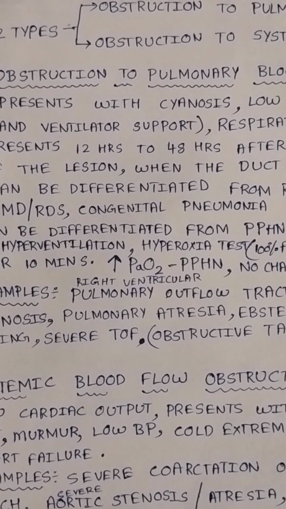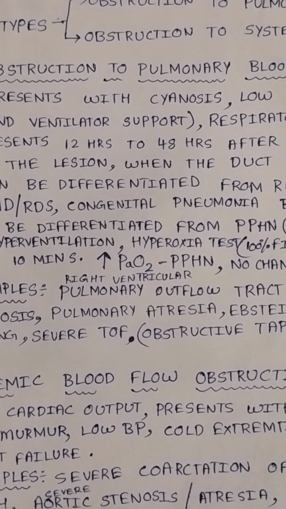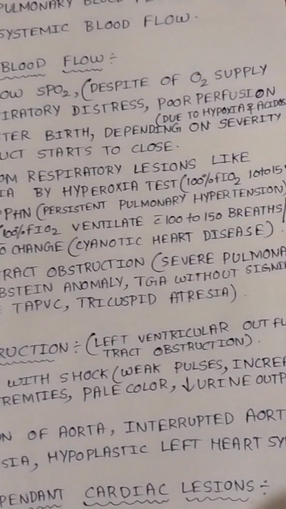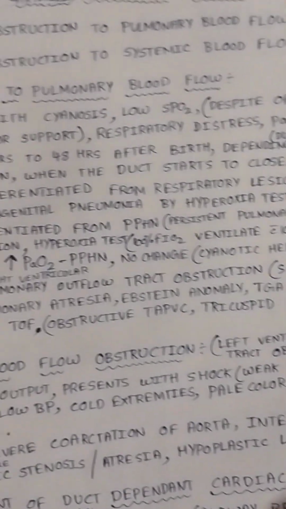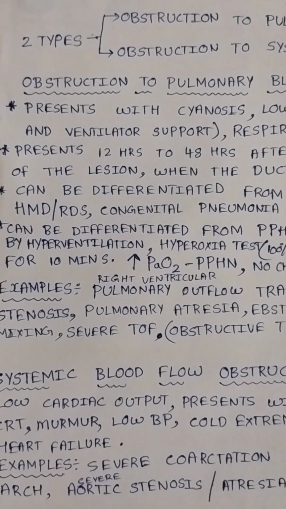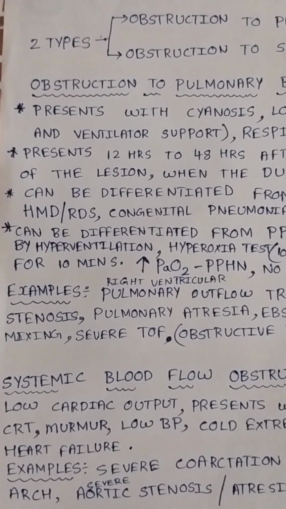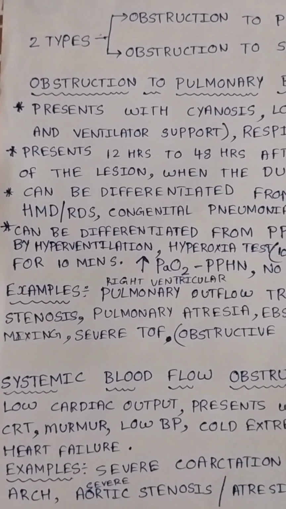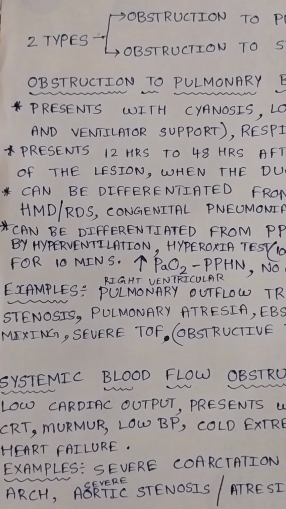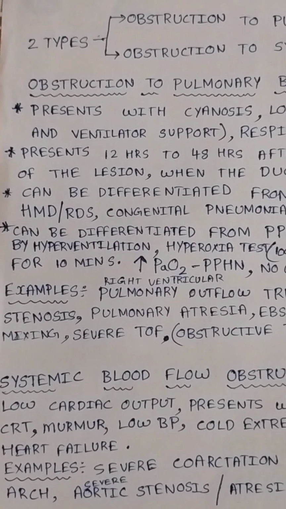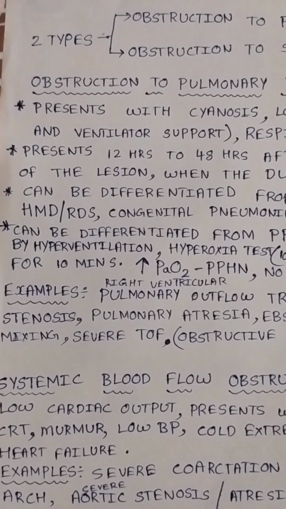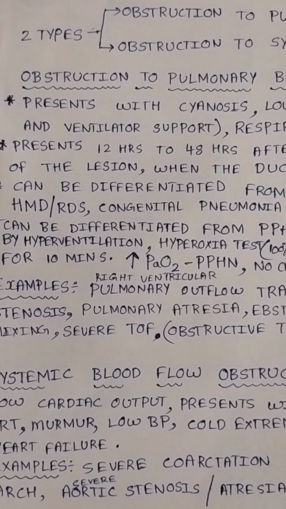Okay, if there is a pulmonary parenchymal lesion like HMD, hyaline membrane disease, or congenital pneumonia, and you supply 100% FiO2 for 10 to 15 minutes, at least there should be a little improvement in saturations, or if you perform ABG, there will be improvement in the PaO2. In ABG, if it is not improving, then it's not a pulmonary parenchymal lesion.